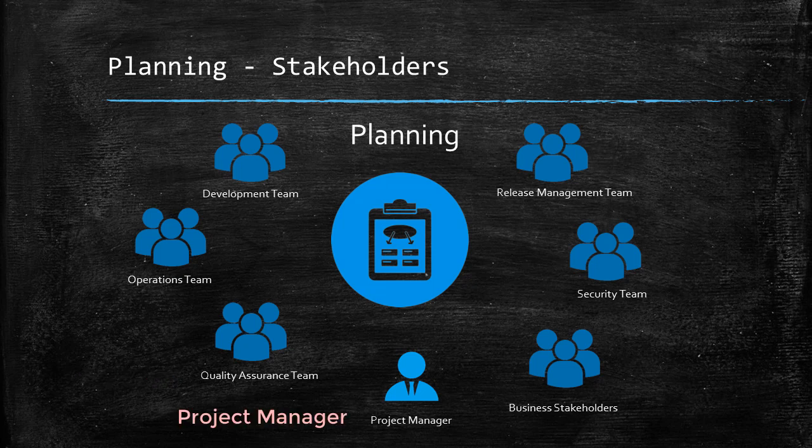Project manager. This person is responsible for managing the overall project. They are involved in planning the project timeline, assigning tasks, and tracking the progress. Business stakeholders. These stakeholders may include executives, product owners, or business analysts. They are involved in planning the business requirements, defining the user stories, and providing feedback on the software.